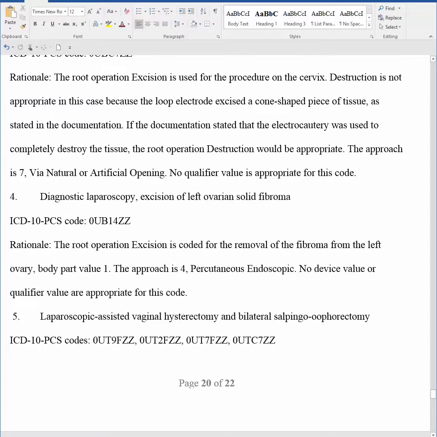Number 4, patient coming in for a diagnostic laparoscopy. They end up doing an excision of a left ovarian fibroma. Patient comes in, per the clinical documentation, and they administer anesthesia. She had already had a hysterectomy, so she doesn't have a uterus.